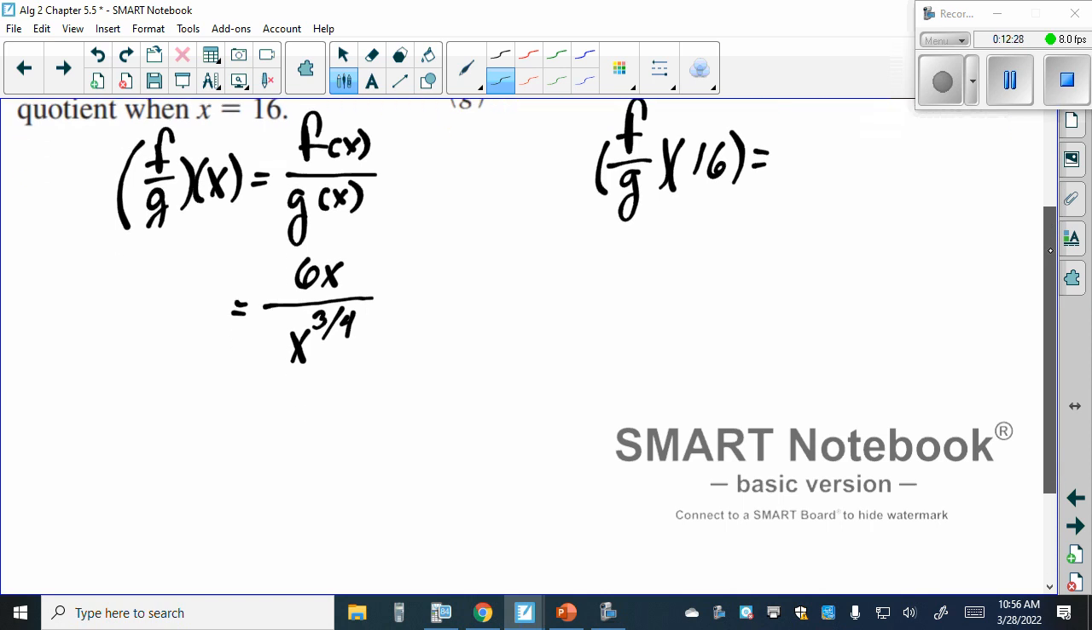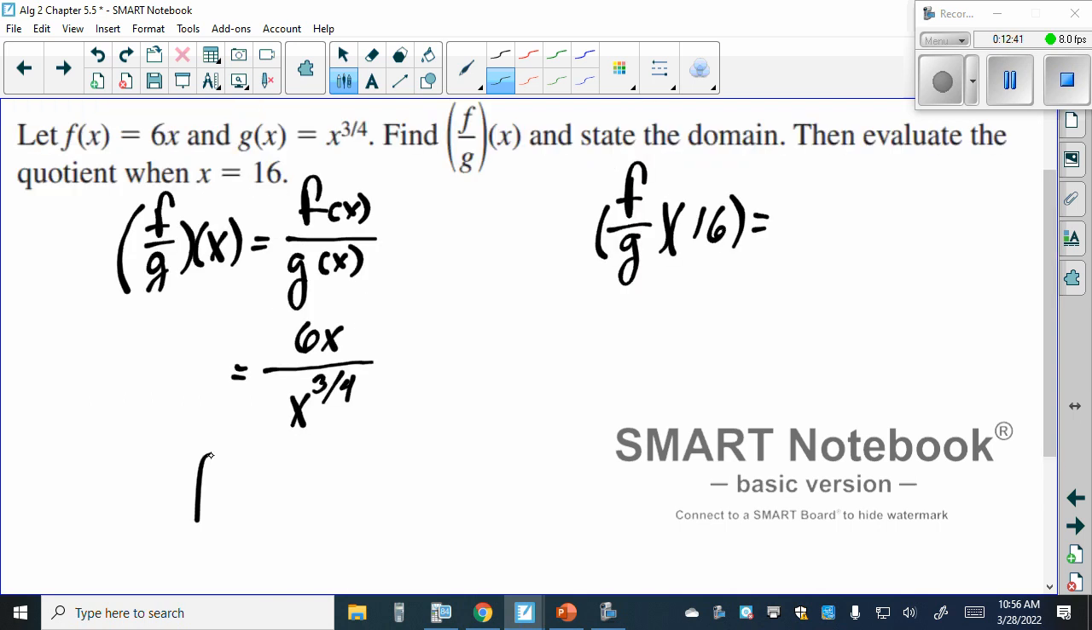Now for these here, they didn't write it in radical form because they didn't tell us that g of x is the 4th root of x cubed. They just went on and wrote it in fractional form. Now whenever we divide like bases, our x and x to the 3/4, we subtract the exponents.